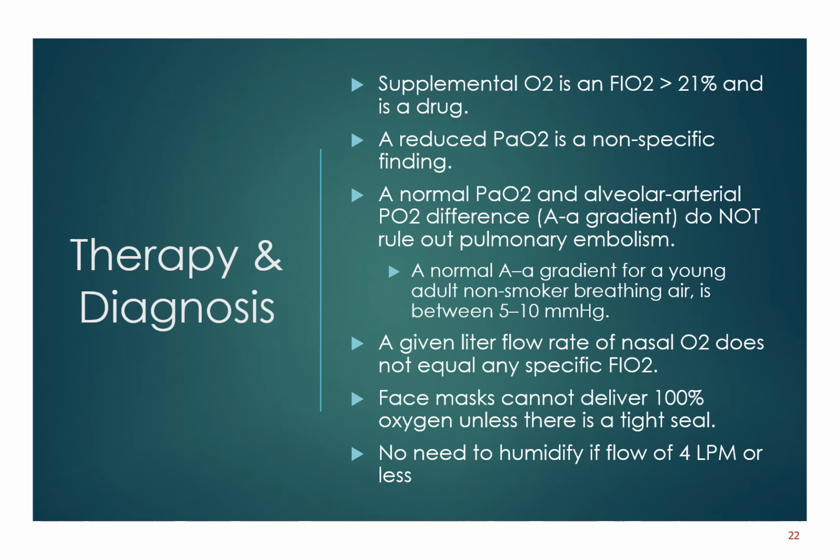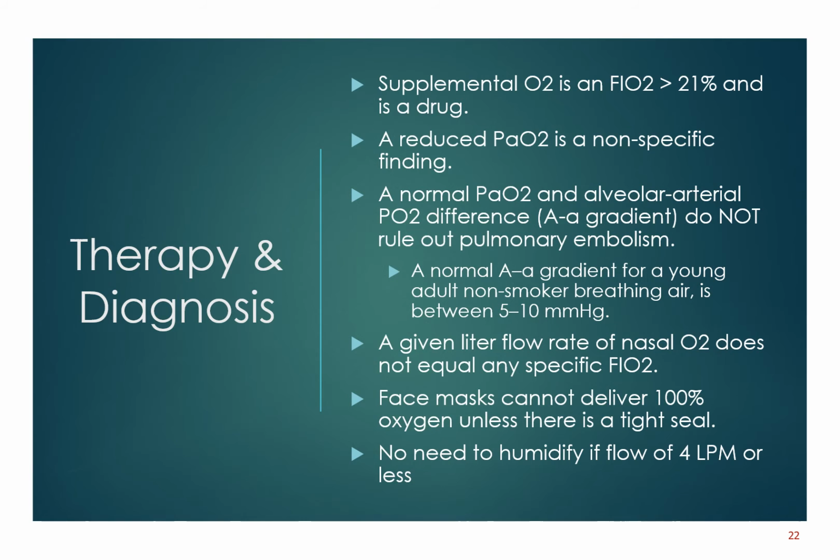Sometimes patients who have a reduced PaO2, you cannot really link a disease process to it. In other words, you could not definitively say that this patient has COPD or emphysema or pneumonia, because it's really non-specific. You need to do further tests. And another thing I just wanted you to know about, you cannot use an A to A gradient, the PaO2 to PO2 difference, to rule out pulmonary embolism. Many patients who have pulmonary embolism have a normal A to A gradient, so you really can't do it.